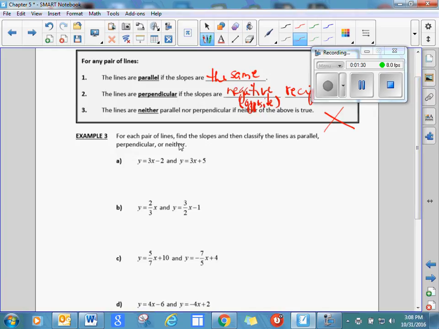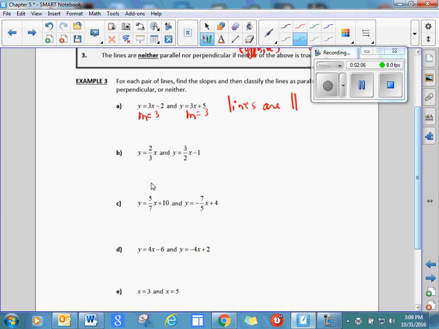Okay, so for each pair of lines, find the slopes and then classify as parallel, perpendicular, or neither. These are both written in slope-intercept form, so we don't have to change these equations or do any calculation, we can just inspect the slopes. The slope of this line is 3, positive 3 over 1. This slope is also positive 3 over 1, so we can say the lines are parallel. Since both are in slope-intercept form, that's nice.